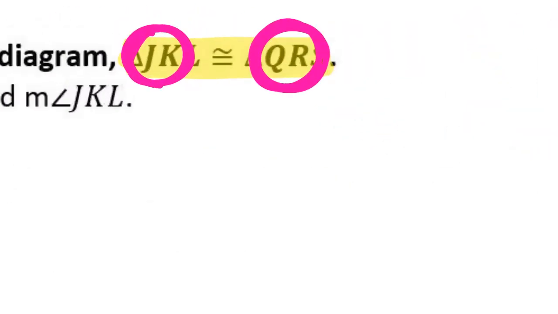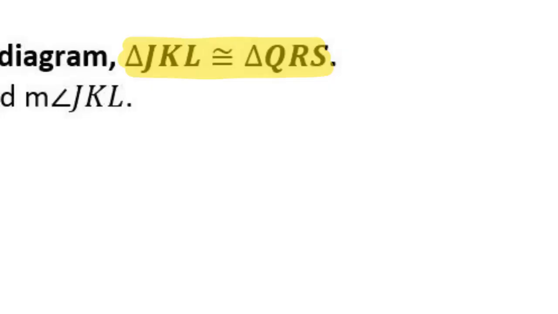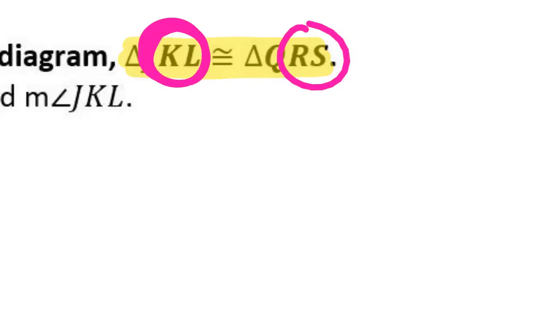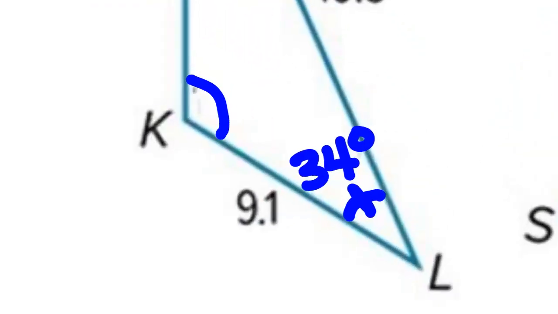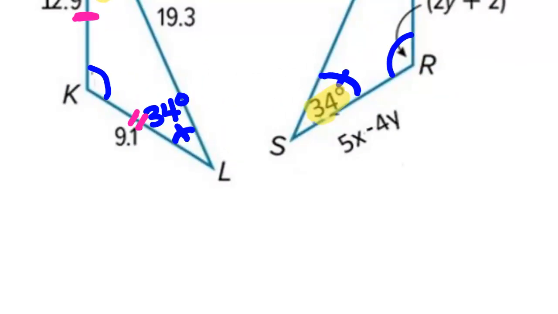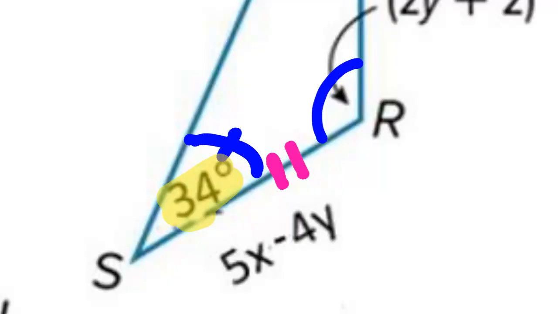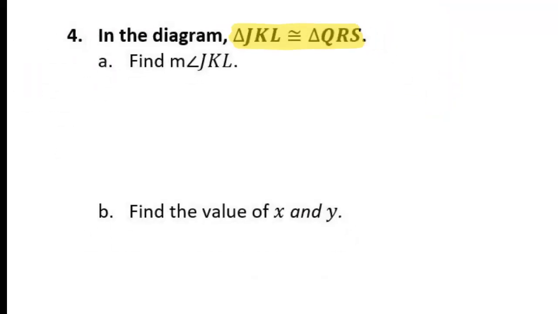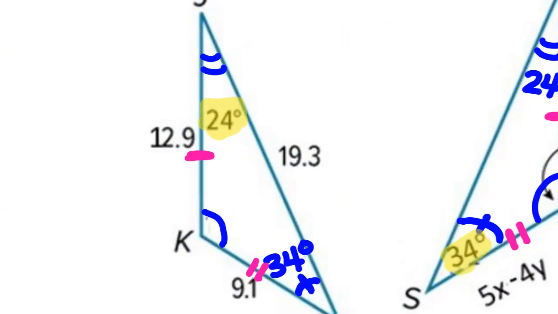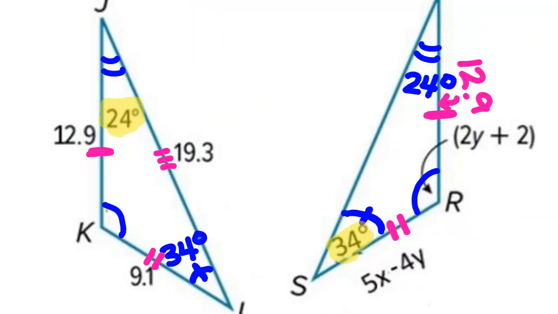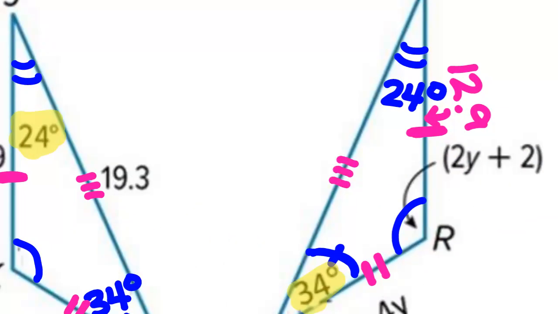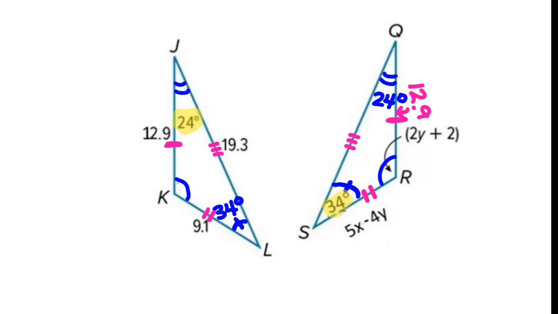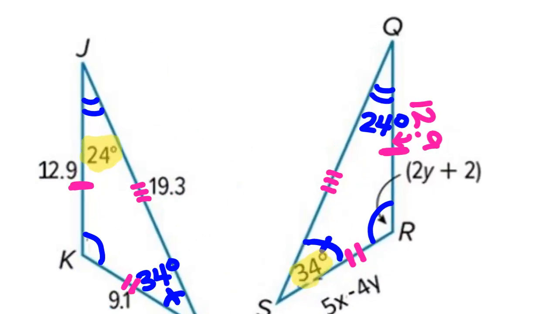All right, what's another pair of sides that I could mark as congruent? KL and RS, middle and last letter, middle and last letter. KL and RS. And what else can I mark as congruent? JL and QS. First and last letter, first and last letter. Do I know how big either one of those is? Which one? JL. How big is JL? 19.3. So how big is QS? 19.3.